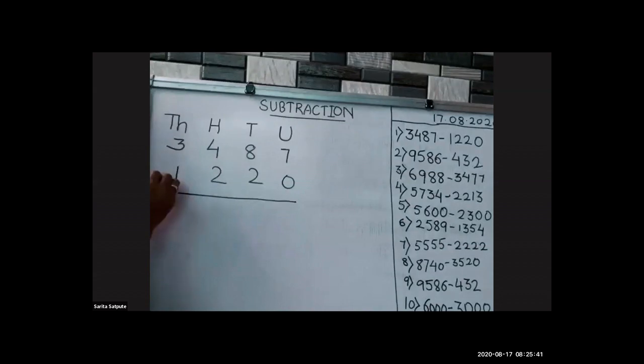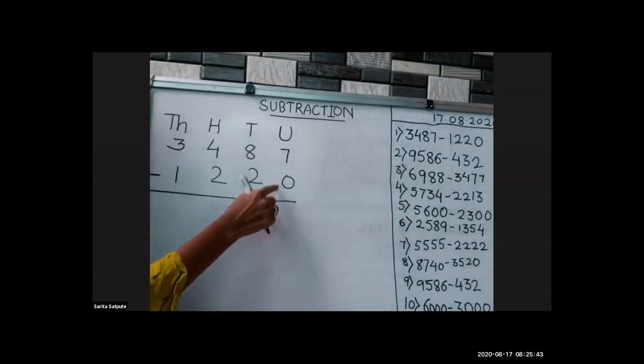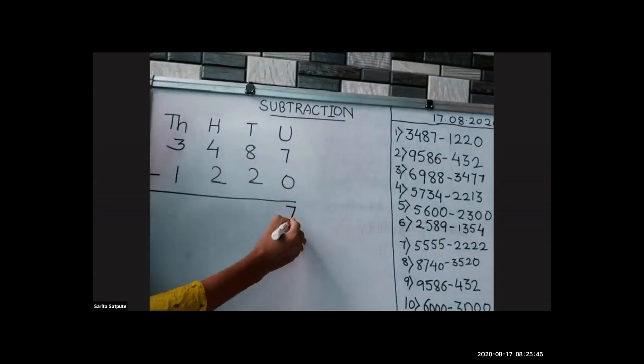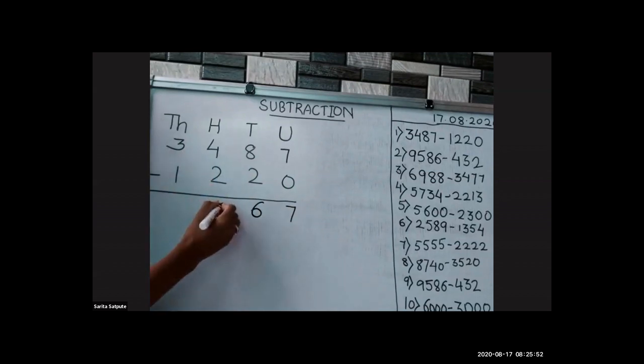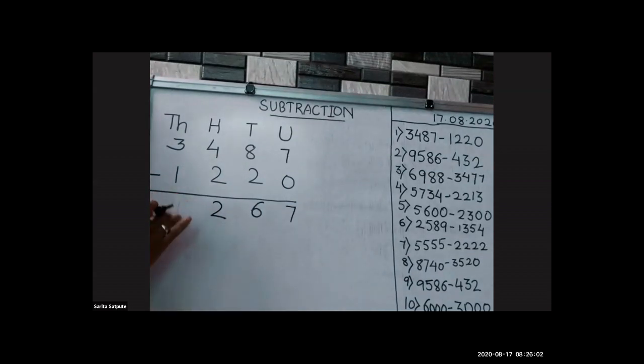Okay, now 7 minus 0 will be 7, 8 minus 2 will be 6, 4 minus 2 is 2, and 3 minus 1 is 2. So your answer is 2267.